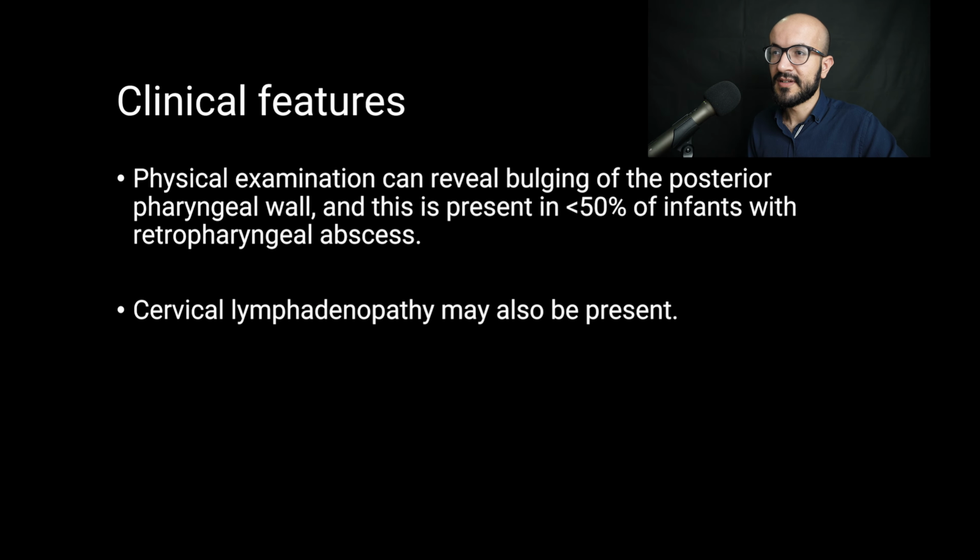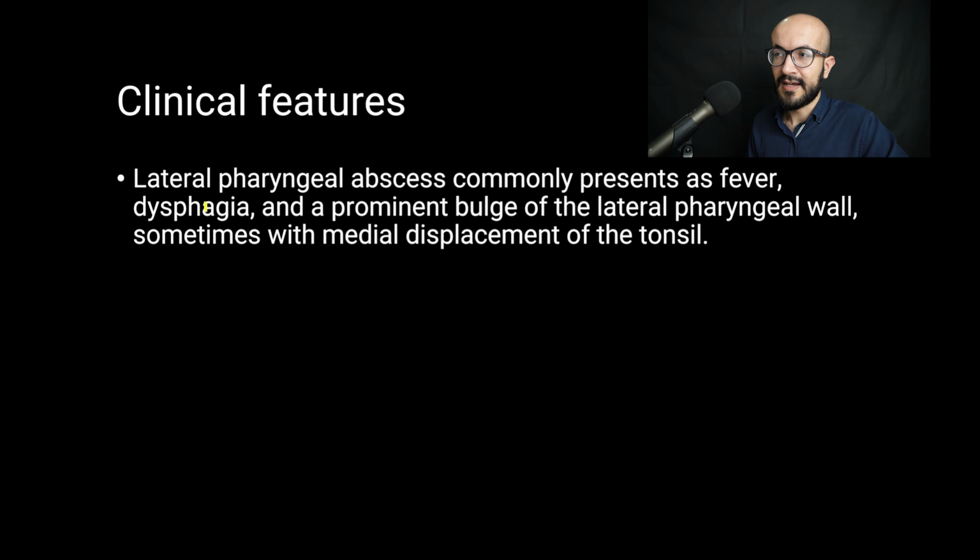Now, physical examination can reveal bulging of the posterior pharyngeal wall, and this is present in less than 50% of infants with retropharyngeal abscess. So when you examine their mouth, you would see the bulging in the posterior aspect of the pharynx, and when you examine their lymph nodes, you might find cervical lymphadenopathy, which may also be present. On the other hand, lateral pharyngeal abscess commonly presents with fever, dysphagia, and a prominent bulge on the lateral pharyngeal wall, sometimes with medial displacement of the tonsil.